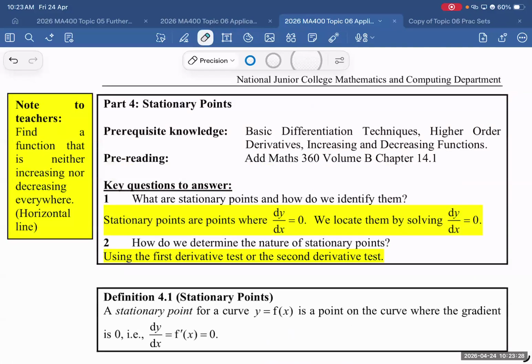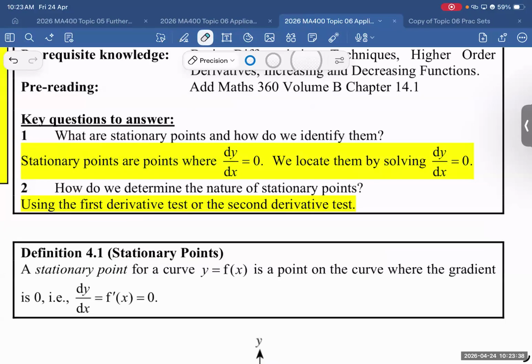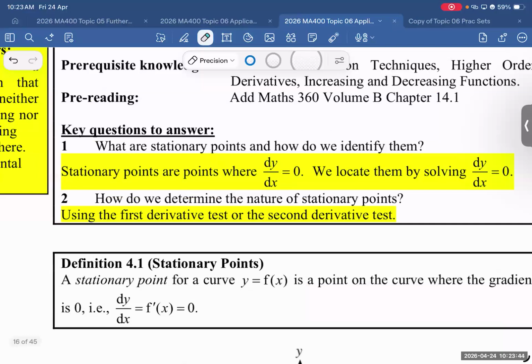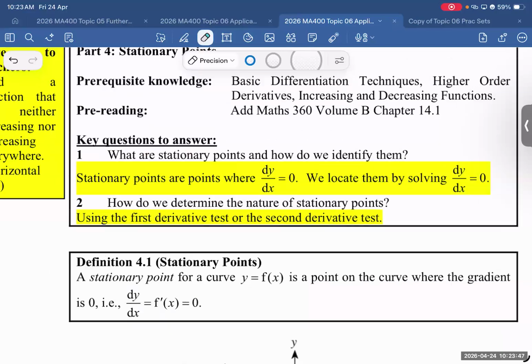So basically, stationary points are points where your gradient is zero. They are basically turning points or points of inflection. Now if you would like, you may help me to copy this down. This is at the start of part 4. Can you help me to copy this down? Have you copied already?